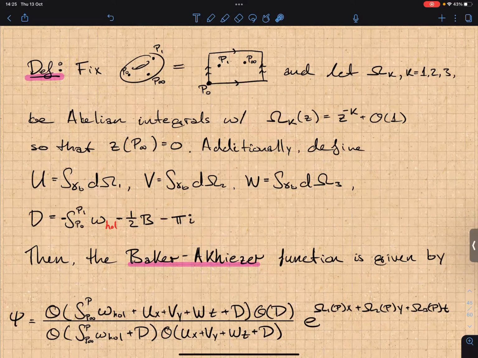Then we define the Baker-Akhiezer function this way as the ratio of theta functions. So this is actually the term that's going to pop out at the end to give us the solution to the KP equation. But this is going to be the Baker-Akhiezer function, and this is a function on the Riemann surface. So here, P is going to be a point of the Riemann surface, and this is going to be a well-defined function on our Riemann surface. And here, this is where we encode the essential singularities.